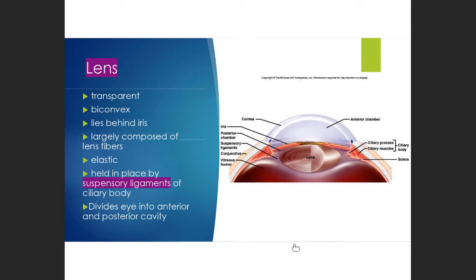So here's the lens. Let's talk a little bit about the lens. Just like the cornea, it's transparent. Whereas the cornea is convex in one direction, the lens is biconvex, convex anteriorly and convex posteriorly. It lies behind the cornea, iris, and pupil. The lens is essentially composed of many fibers, and it is a ball of jelly. It's very viscous and flexible, especially in newborns.